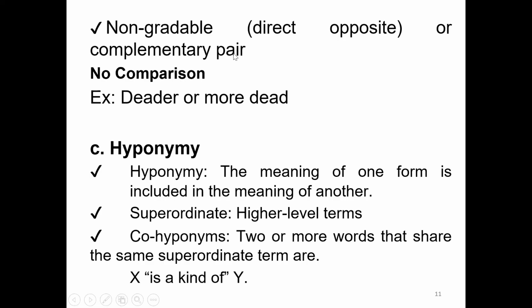Remember, non-gradable antonyms are those which are not used in comparative construction. There is no comparative or superlative structure at all. That's the reason why I use the term no comparison. Okay, so here you cannot just say somebody is better or somebody is more that, things like that.